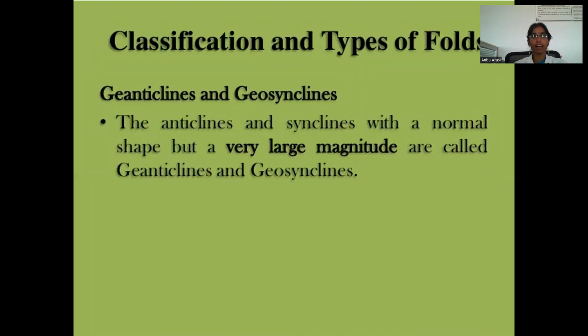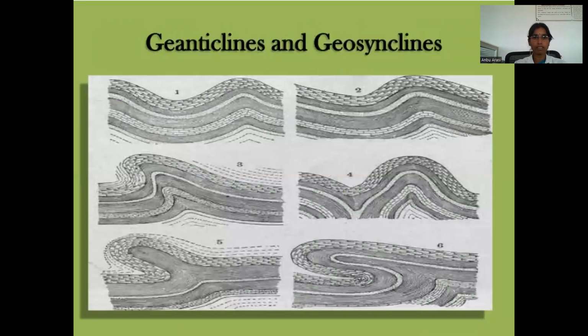Next, geoanticline and geosyncline. An anticline and syncline with a normal shape but a very large magnitude are called geoanticlines and geosynclines. This is the normal syncline and anticline, and this is the geoanticline and geosyncline.